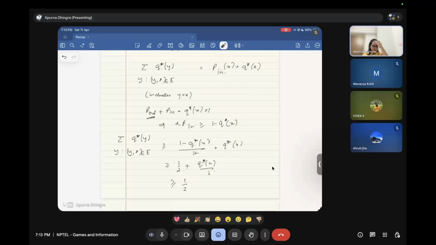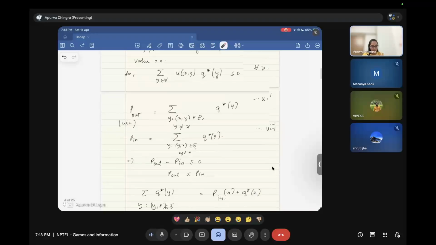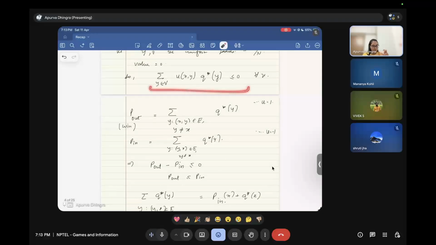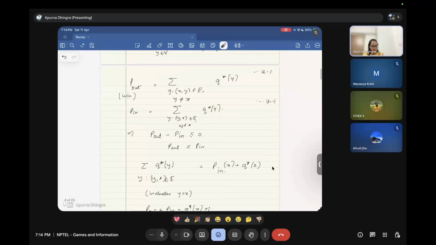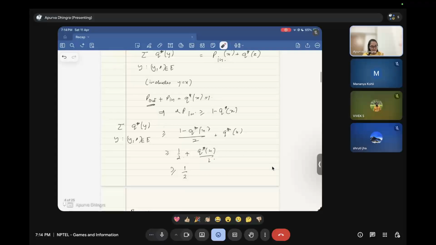So the main thing over here was that you don't have to worry about this P in and P out. You just have to be able to break this down into the different parts it has, and then be able to compare the two parts, and that comparison allows you to have a kind of inequality relationship.